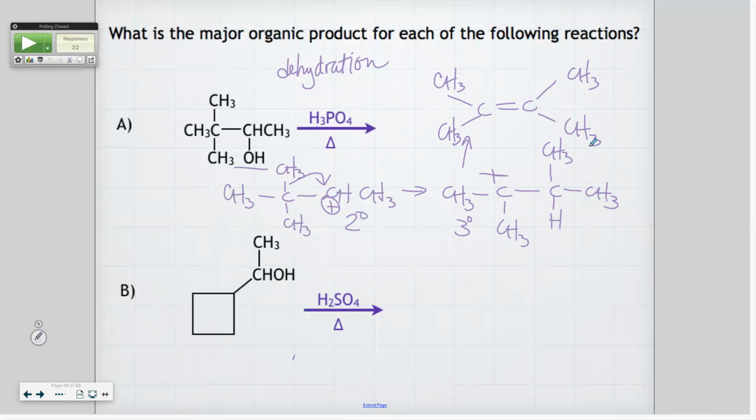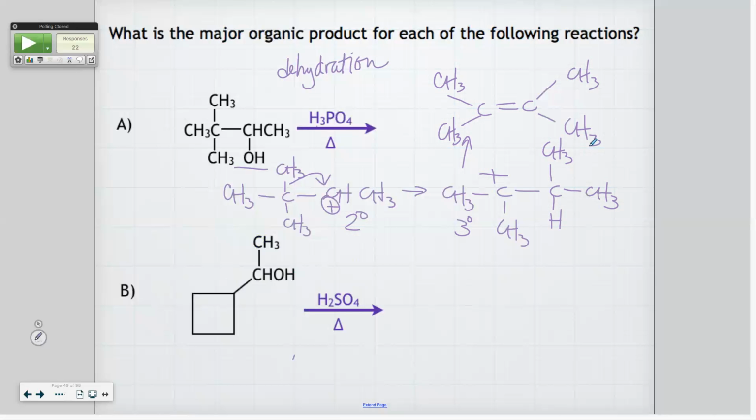This has an extra step. There's more steps in this one. Whenever you have a rearrangement, there's more steps. But yeah, the methyl moves. Anytime you make a carbocation in any mechanism, if something can move to make it more stable, it does it. Okay, so this is your major product.